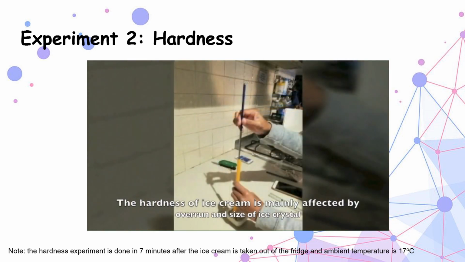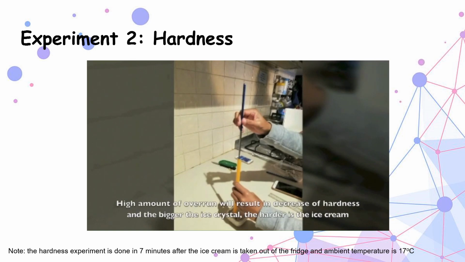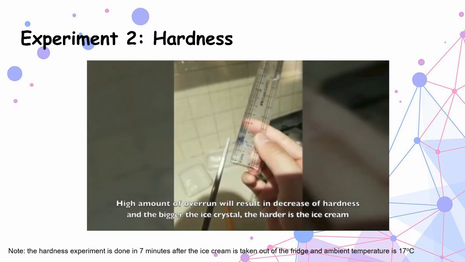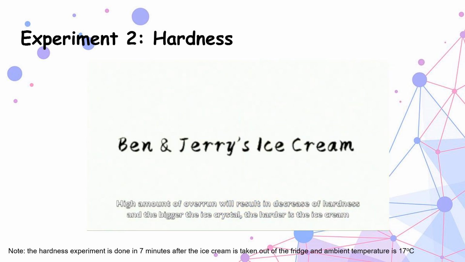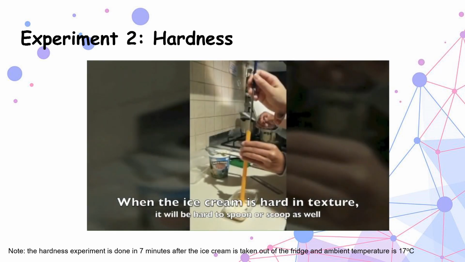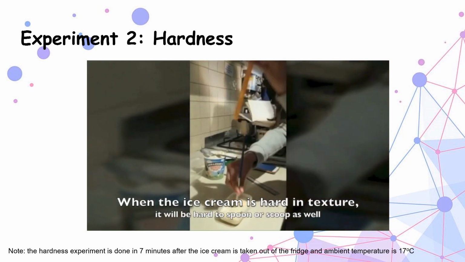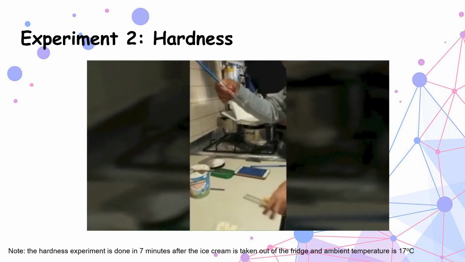The hardness of ice cream is mainly affected by overrun and size of ice crystal. A high amount of overrun will result in a decrease of hardness, and the bigger the ice crystal, the harder the ice cream. When the ice cream is hard in texture, it will be hard to spoon or scoop as well.